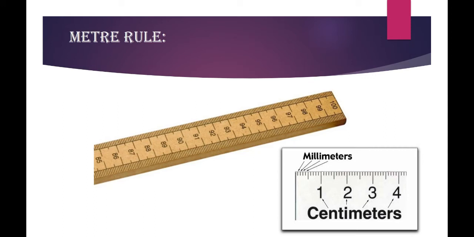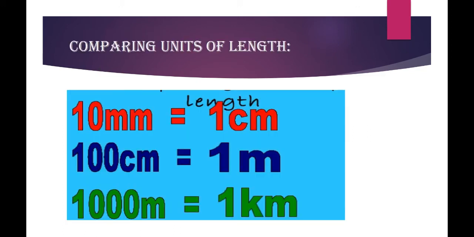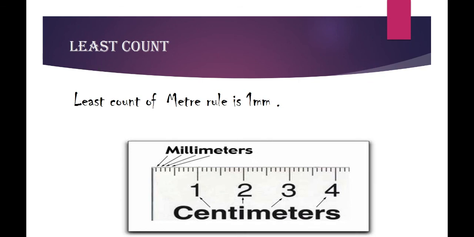It is 1 meter long, which is equal to 100 centimeters, and each centimeter is divided into 10 small divisions called millimeters. As you can see in the figure, each centimeter is divided into 10 small divisions. Here is the comparison of units of length. 10 millimeters is equal to 1 centimeter, 100 centimeters is equal to 1 meter, and 1000 meters is equal to 1 kilometer.